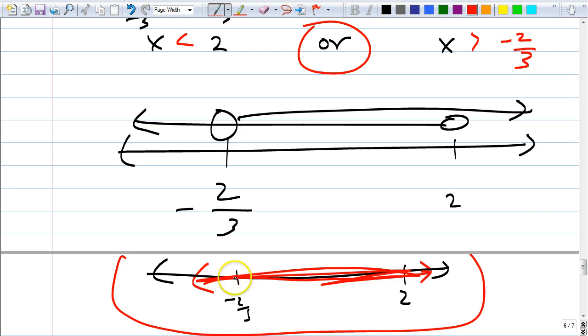Right. Negative 2/3 is not a solution for x greater than negative 2/3, but it is a solution for the other one, x less than 2, right? All the numbers less than 2 include negative 2/3, do they not? What about 2? 2 is not a solution for x less than 2, but it is a solution for x greater than negative 2/3, isn't it? Right? 2 is included in there. That's why we include everything.